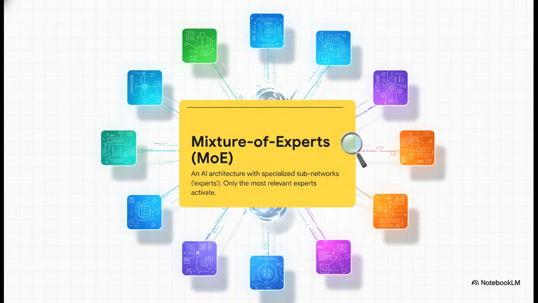Now here is the absolutely crucial part. For any prompt you write, the AI only wakes up the most relevant experts. The rest? They just stay dormant, saving a mind-boggling amount of energy. This is what's making trillion-parameter models actually possible.